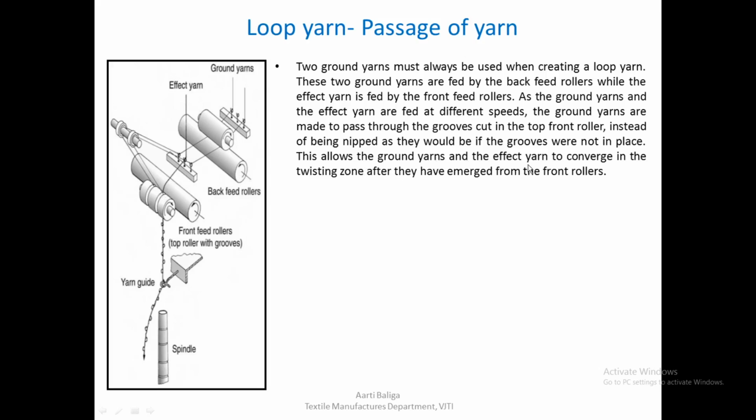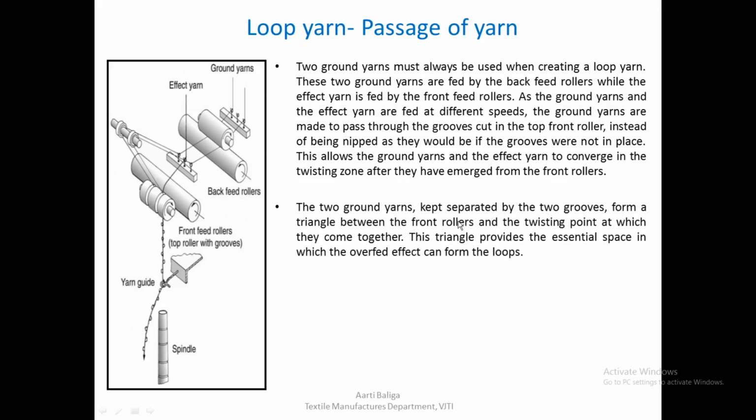This allows the ground yarn and the effect yarn to converge in the twisting zone after they have emerged from the front roller. So after they have come out from the front roller, here at the bottom they would form a sort of spinning triangle, and they converge in the twisting zone. The two ground yarns, kept separated by the two grooves, form a triangle, which is known as a spinning triangle, between the front roller and the twisting point at which they come together.